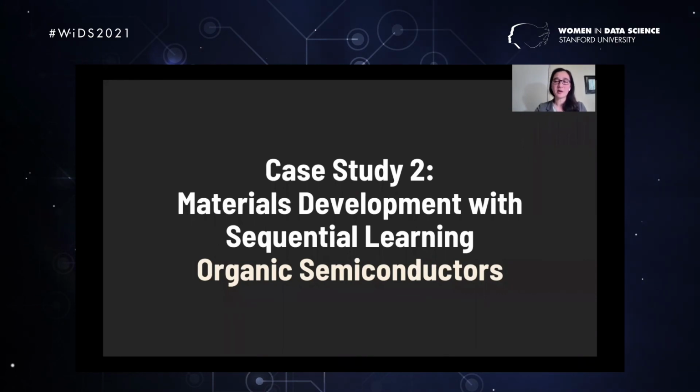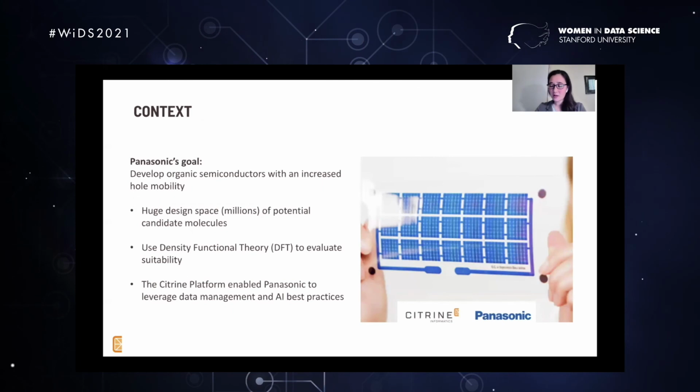The second case study I want to talk about is in materials development, specifically in organic semiconductors. This was a case where Citrine was partnering with Panasonic. And in fact, this use case has already been written up and published, so that's why it can be shared openly. Panasonic's goal in this case was to develop organic semiconductors with an increased hole mobility. They partnered with Citrine to try to explore this huge design space of potential candidate molecules for their application. And they were using a computational approach called density functional theory to evaluate these molecules for their suitability.